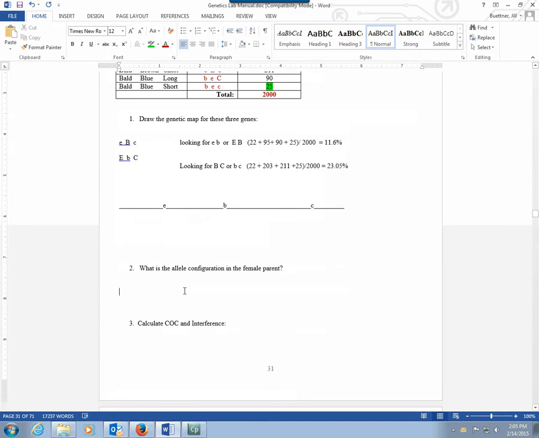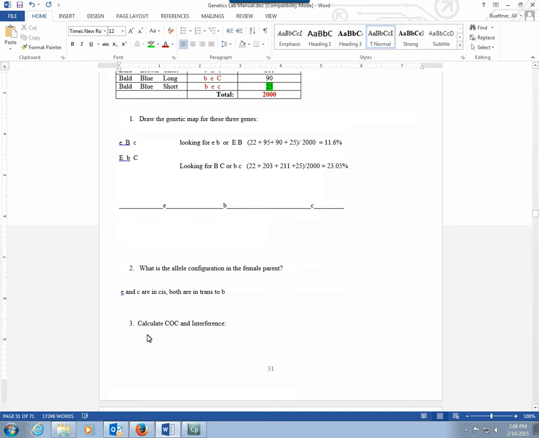Now, what is the allele configuration of the female parent? Remember, this is our female parent's genotype. We have E and C in cis. That means the recessive alleles are on the same chromosome. E and C are in a cis configuration. Both are in trans to B. So that would be your statement.